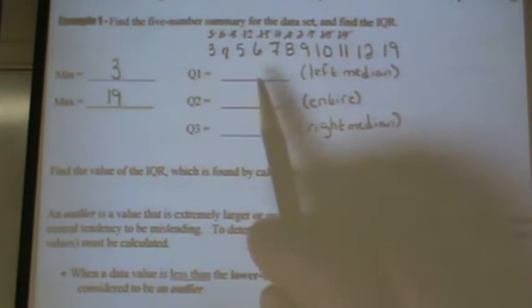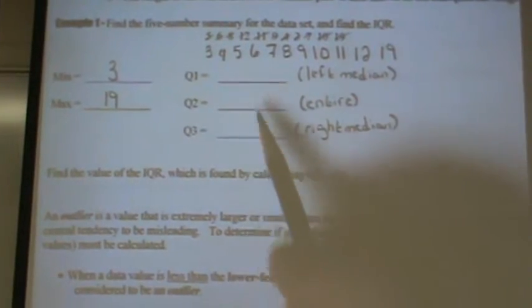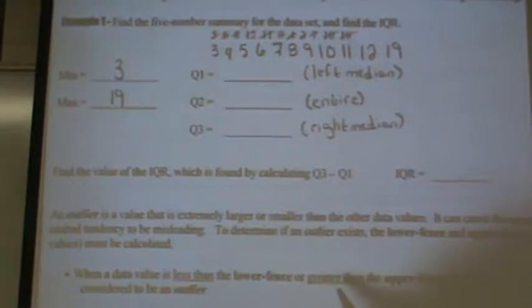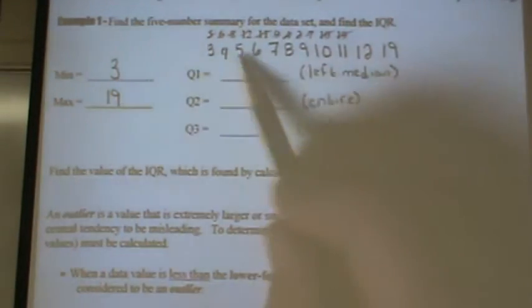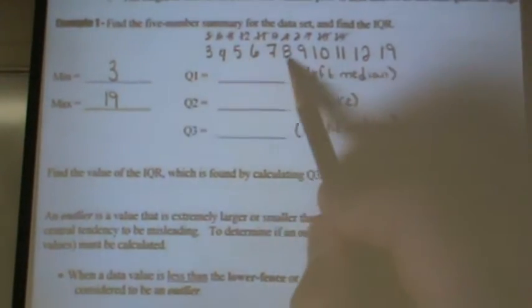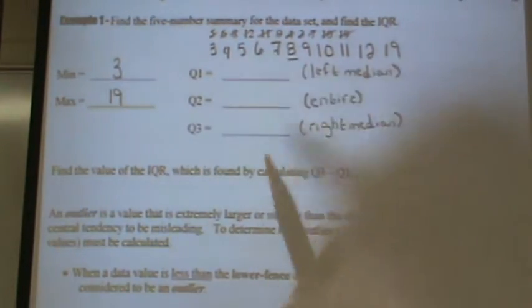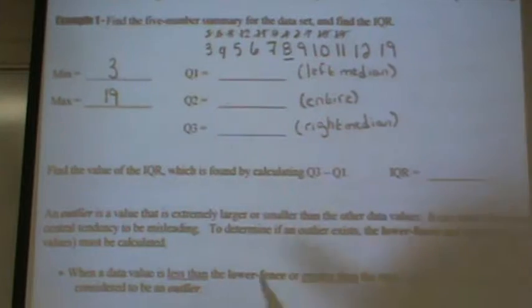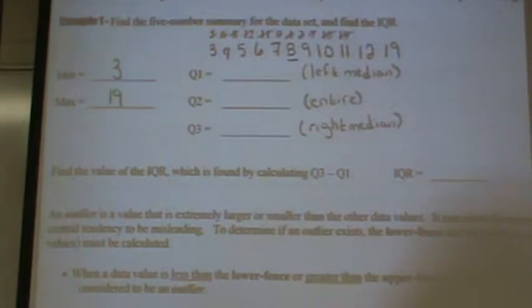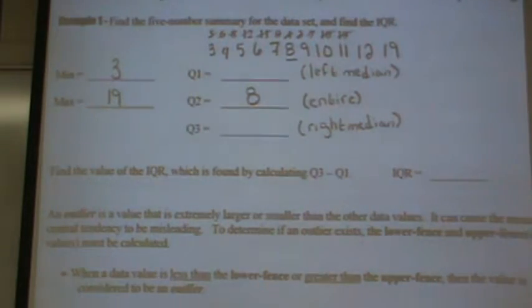So we're going to want to find Q2 first, so then we know where our sides are for Q1 and Q3. So we need to find the middle value, and our middle value is 8. We have 5 numbers on the left-hand side and 5 numbers on the right-hand side. So 8 is our middle value of our entire set.